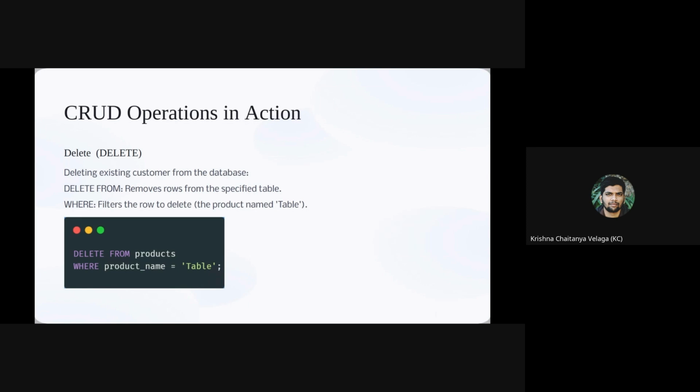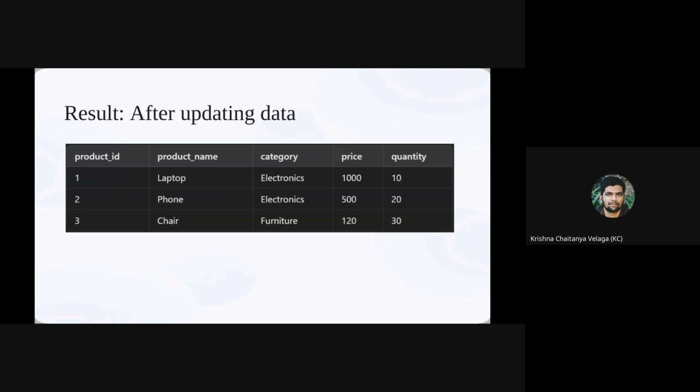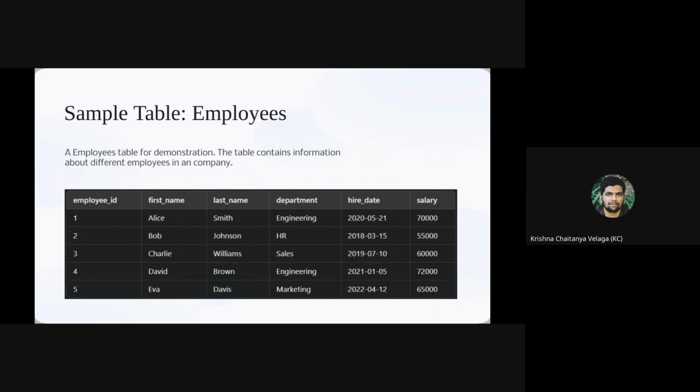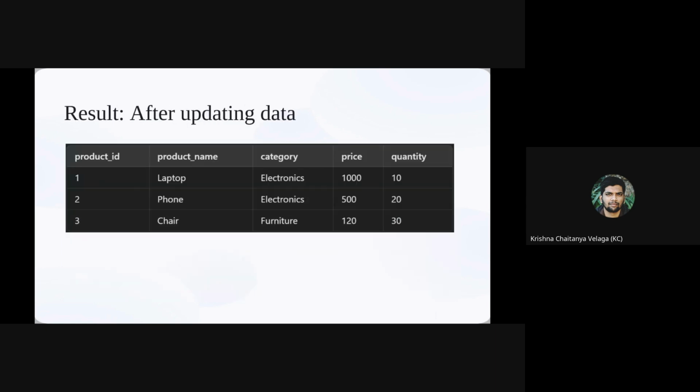And then maybe there are no more tables, or maybe you stop selling tables at all. So you don't need that. So just go delete from products, and then what you want to delete is the table product. And that table is removed. So these are the four basic CRUD operations: create, read, update, and delete.